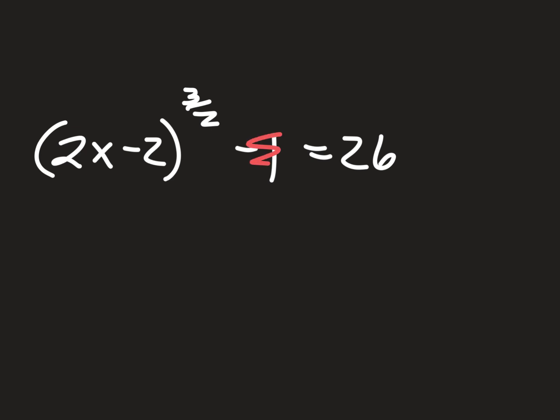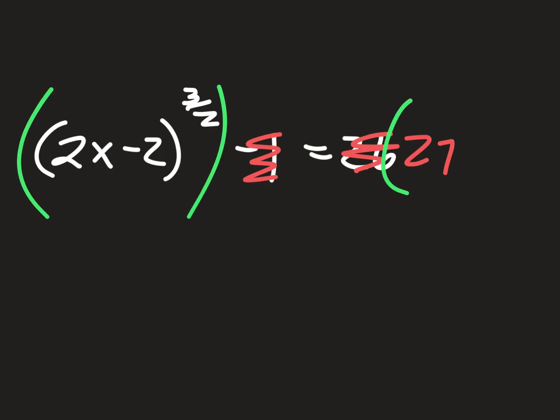First step, add 1 to both sides. This becomes 27. Next, power it up. To what power? 2 over 3. And this cancels this. Careful, did you have absolute values or not?